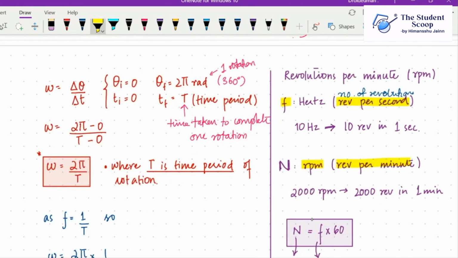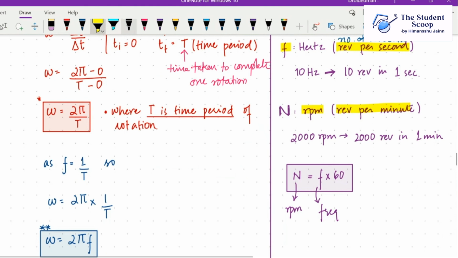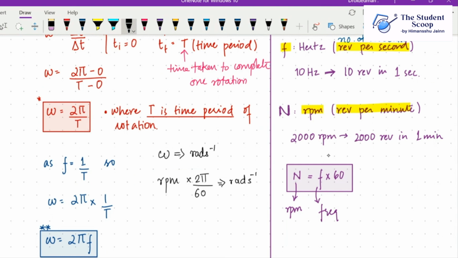So you can see that one revolution is 2 pi. For example, if I want omega in terms of radians per second and I have RPM, what I can do is, one revolution is 2 pi radians and 1 minute is 60 seconds. So I will get my answer in radians per second like this. Okay, so those conversions are necessary before substitution in the formula.